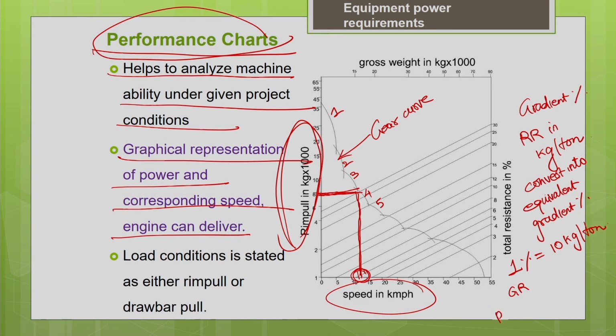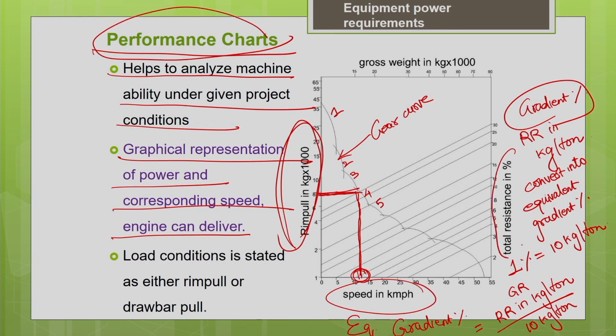Now you can convert your rolling resistance in kg per ton into gradient, dividing by 10 kg per ton. This gives you the equivalent gradient percent. So you can convert the rolling resistance into equivalent gradient and add it to the actual gradient percent. You will get the total resistance percentage of your project site. Once you know the total resistance of the haul route in your project site, you can note that these inclined lines are representing your resistance.